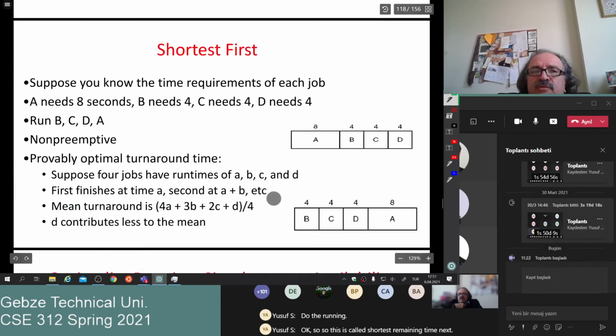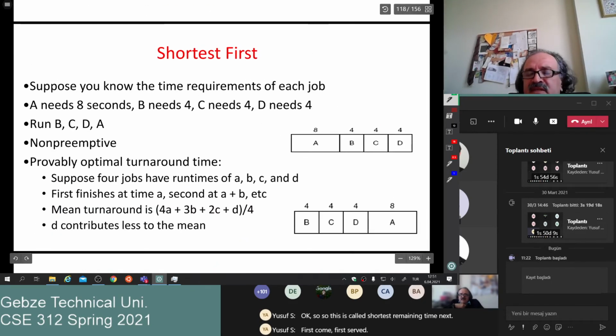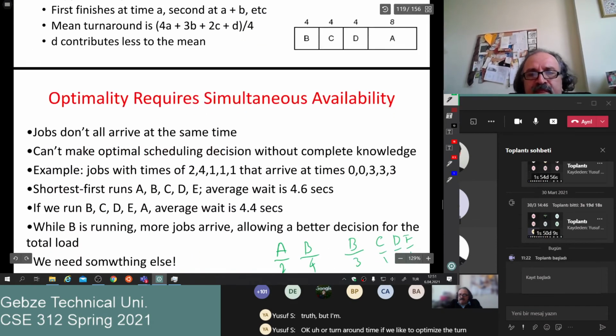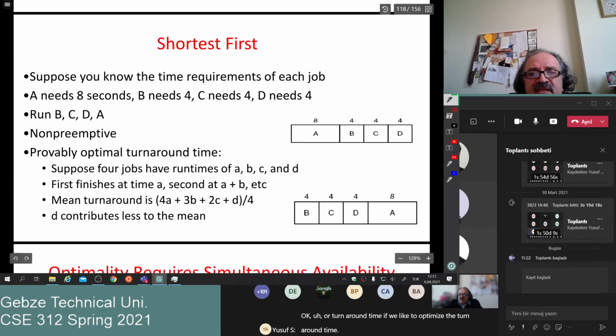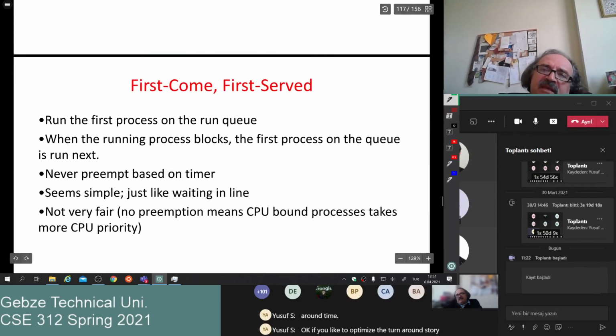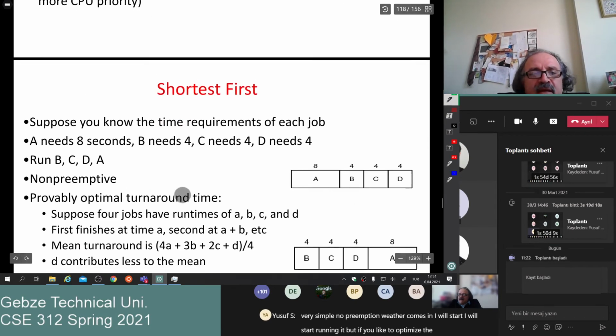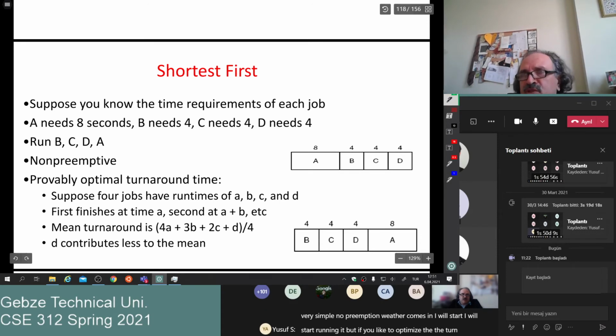First come first served is very simple, but it doesn't care about throughput time or turnaround time. At the beginning, first come first served doesn't care about anything. It's very simple, no preemption. Whoever comes in, I will start running it. But if you'd like to optimize the turnaround time, shortest first is good.